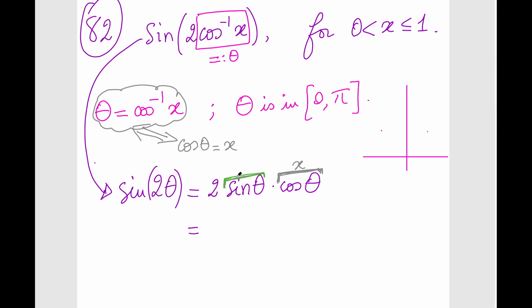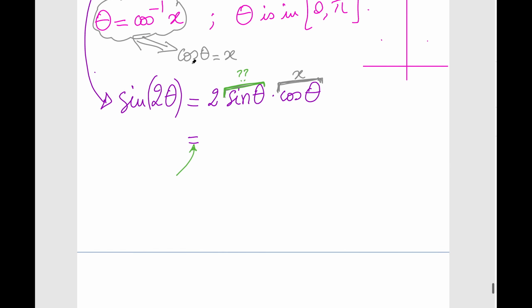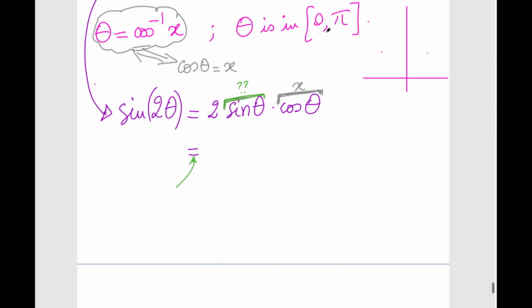Let's take it in green. So who's that? How about we find it here? Well, you know cosine of theta and you know where theta lives. So how do you find sine theta? Back to the Pythagorean identity, right? Sine squared of theta is equal to 1 minus cosine squared of theta. And what's cosine of theta in our discussion? Cosine theta is x, so the square of cosine theta is the square of x.